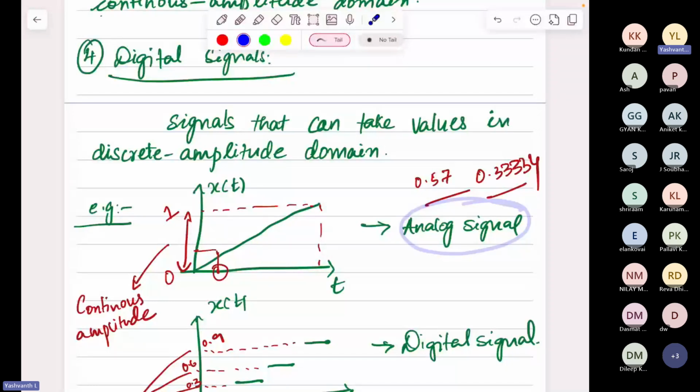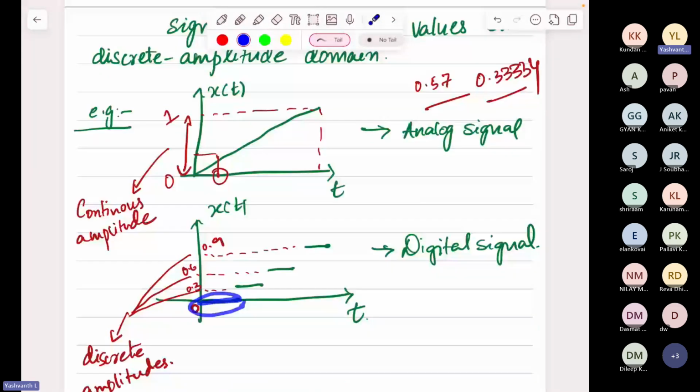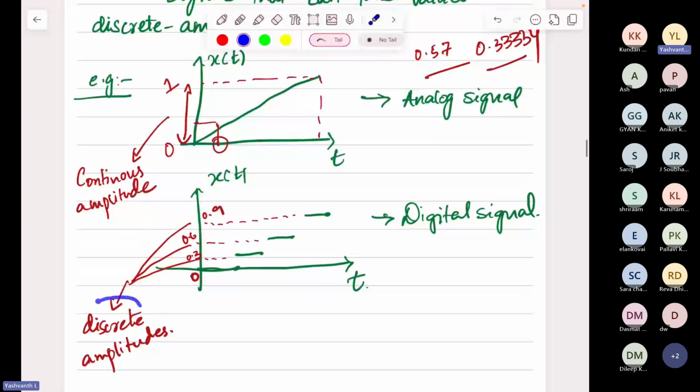However, if I discretize the same signal on the y-axis domain, it is called a digital signal. For example, you see here in this interval of time, you only have y-axis equal to 0. Similarly, in this interval of time, you have y-axis equal to 0.3, and in this interval of time, you have 0.6. In this interval of time, you have y-axis equal to 0.9. So it doesn't take, for example, 0.2. It doesn't take any number except 0, 0.3, 0.6, and 0.9. Such signals are discrete in amplitude, and so they are called digital signals.